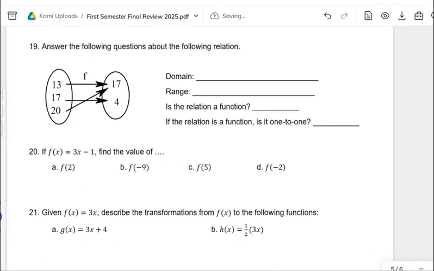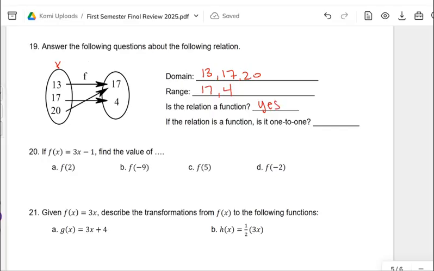Answer the following questions about the following relation. Domain, range, and ask if it's a function. So first off, the domain is your x values, which is your left side. So it'd be 13, 17, and 20. Range is your y values, so 17 and 4. Is it a function? Yes, because your x values do not repeat, so yes.